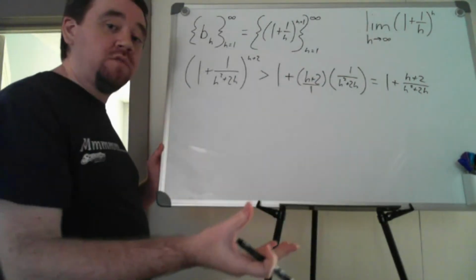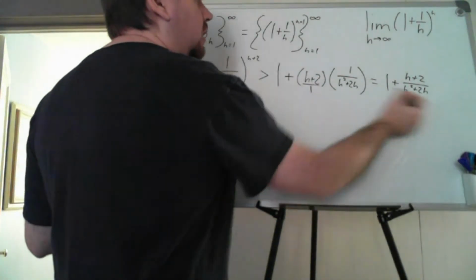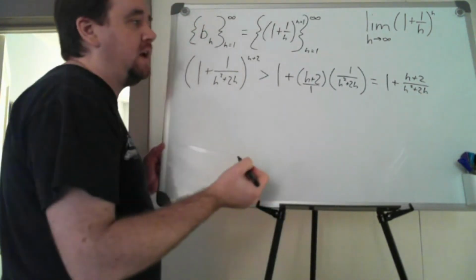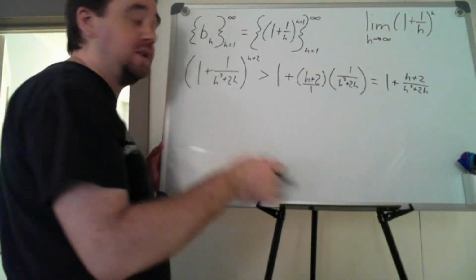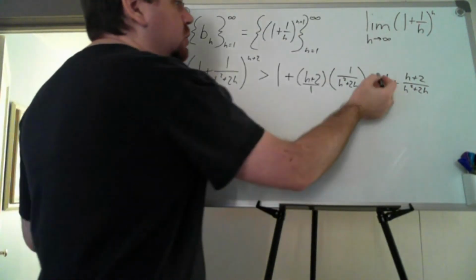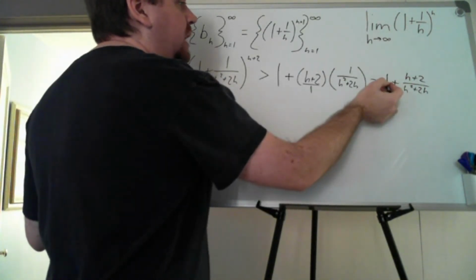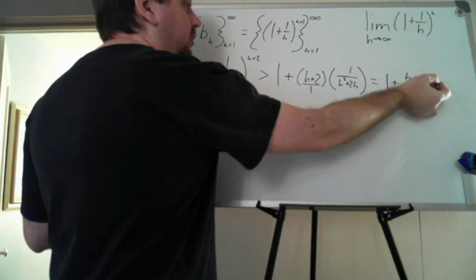I'd rather make them one fraction. So I look at a common denominator. Well, that's going to be h squared plus 2h. So I multiply this by h squared plus 2h over h squared plus 2h, so its value doesn't change. So in the numerator here, I've got h squared plus 2h plus h plus 2.